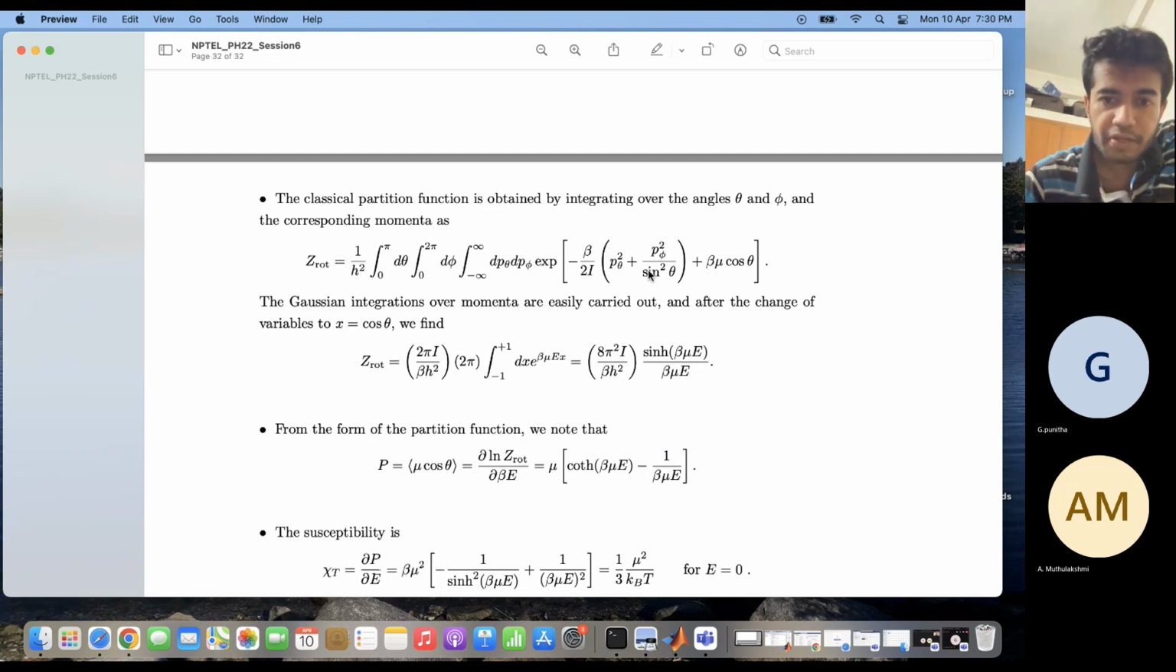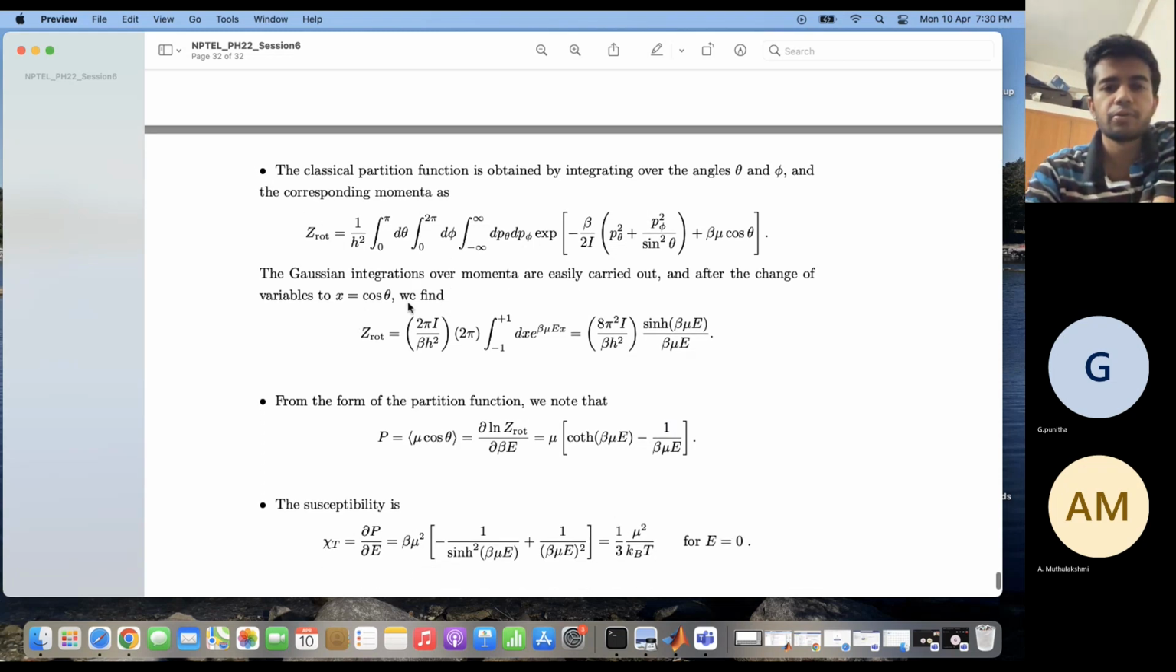We first do the Gaussian integrals over p theta and p phi and the azimuthal integral over phi, and then we finally get an integral over theta. While doing the integral over theta, we substitute x equal to cos theta. If we do that, then we get z rotational to be equal to this thing. And we can easily evaluate the integral from -1 to +1 by doing integration by parts. Then we obtain z is equal to 8 pi squared I by beta h cross squared, sinh(beta mu e) by beta mu e.